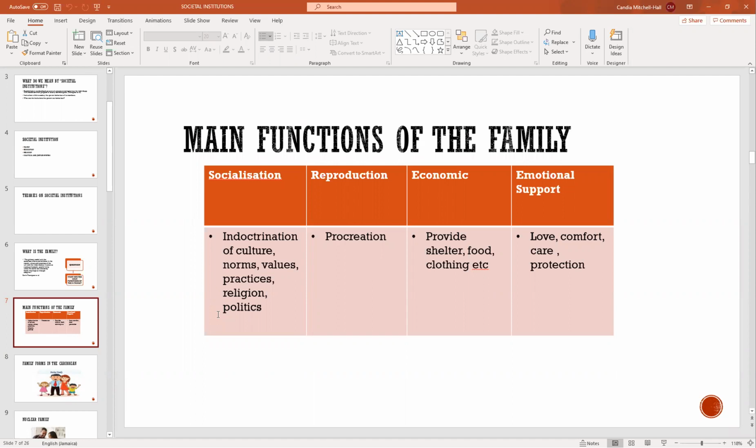We mentioned reproduction or procreation. We talk about the economic function and also emotional support. Your family is supposed to love you, comfort you, care for you, protect you.